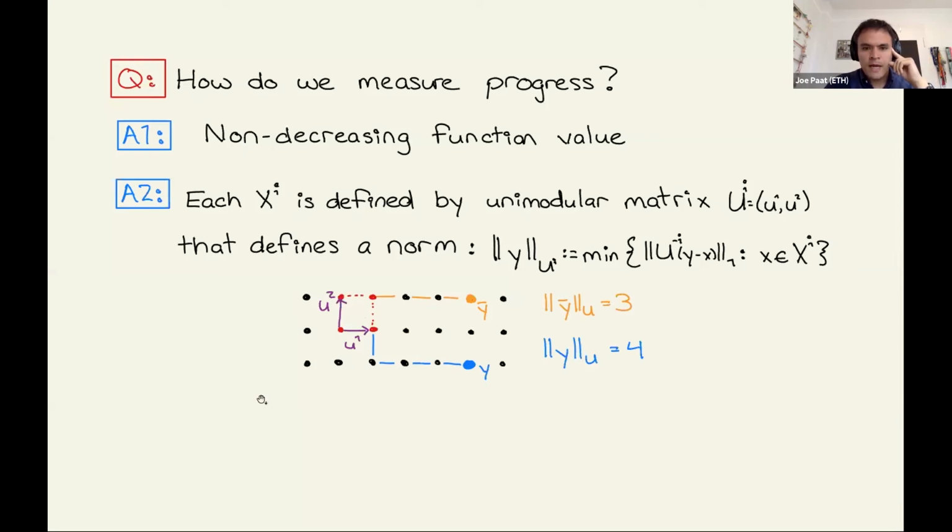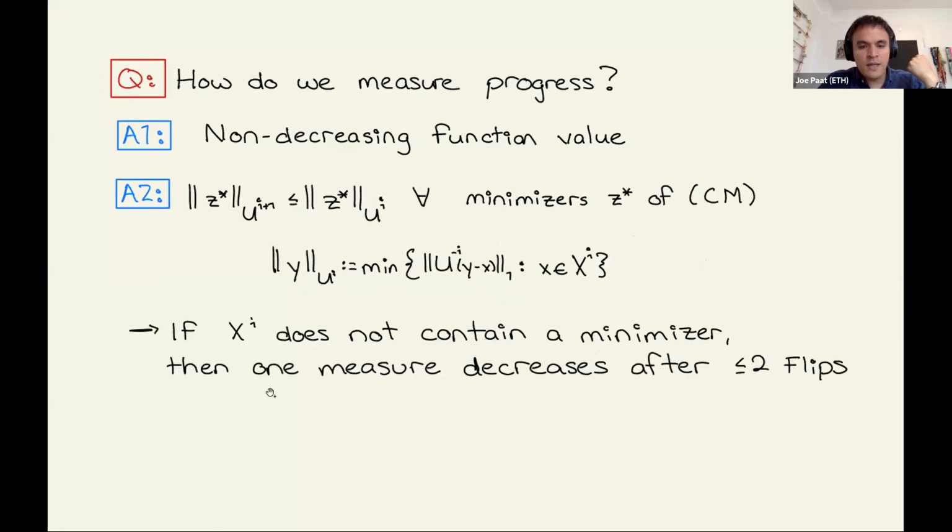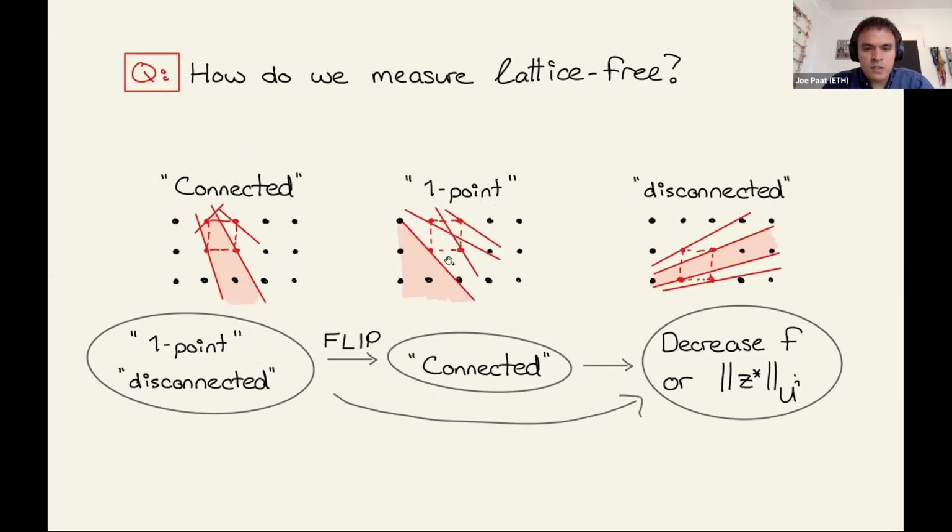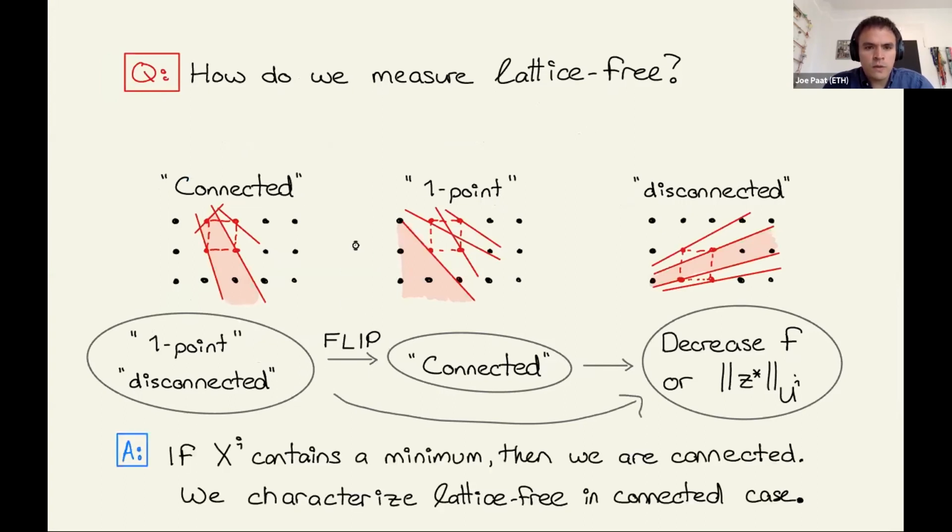I can talk more about this if someone's interested. But we have these 2 measures of progress. One is this function value, and one is this more graphic measure. And it turns out that if our current choice does not contain a minimizer, then after 2 flips, one of these things has to decrease. And this, along with our boundedness assumption of the level sets, eventually means that we will terminate. So I'll skip this. This is just a diagram of kind of how the convergence works.